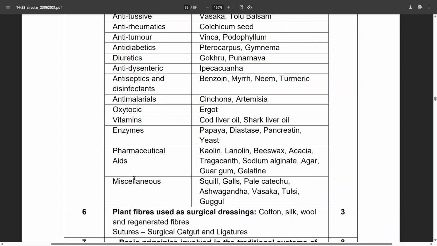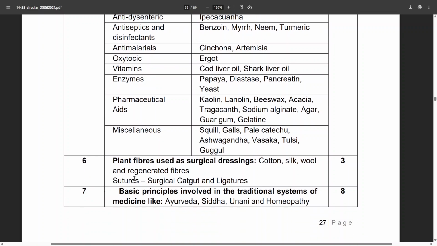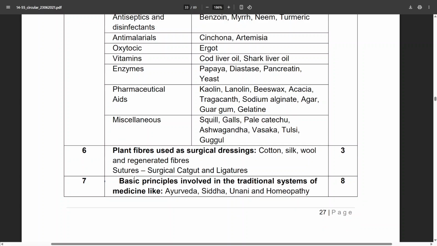Enzymes, papaya, diastase, pancreatin, yeast. Pharmaceutical aids, kaolin, lanolin, beeswax, acacia, tragacanth, sodium alginate, agar, guar gum, gelatin. Miscellaneous: squill, galls, pale catechu, ashwagandha, tulsi, guggul.